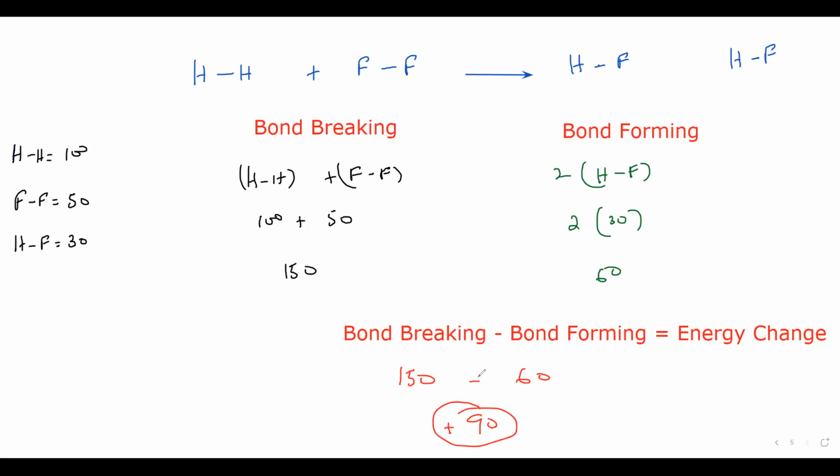Which reaction is this, endothermic or exothermic? If the bond breaking energy is more and the bond forming energy is less and the energy change is positive, what kind of reaction is this? That's right, it is an endothermic reaction. Why endothermic? Because the bond breaking is more and bond forming is less. So whenever the energy change is positive, the reaction is endothermic. If the energy change is negative, the reaction is exothermic. Is this example clear?